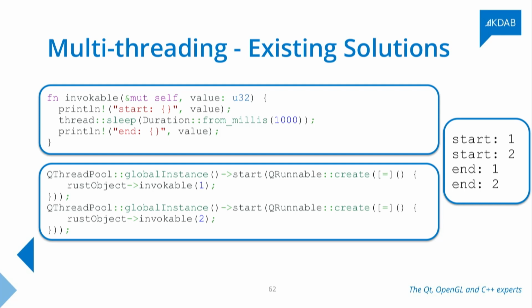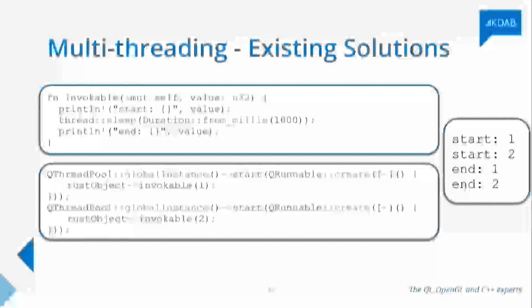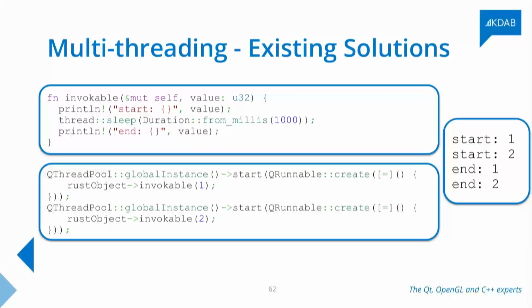If we look at some of the existing solutions we explored earlier, they don't necessarily keep the multi-threaded safety that you might expect. So if you write multi-threaded C++ code like this, at the top we just have an invocable that's on the Rust side, on the bottom we have C++ code that's using the thread pool, and it calls the same method twice at the same time. And if you look on the right side, we start from one thread, and then we also start from the other thread.